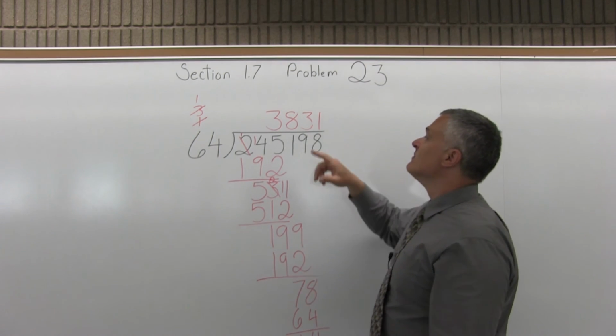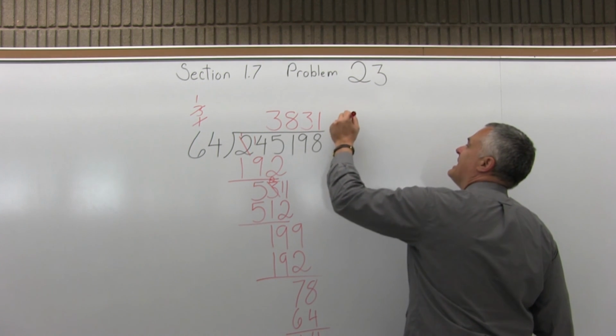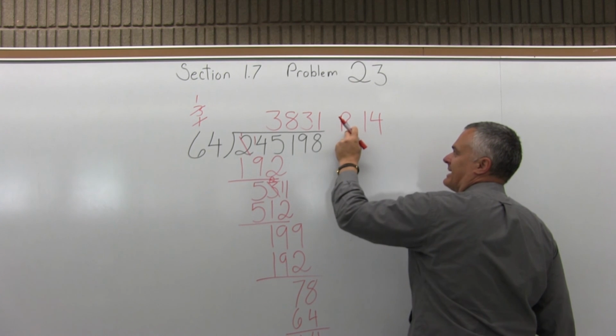So what we have is 3,831 with a remainder of 14. And for remainder, I just put a big capital R.